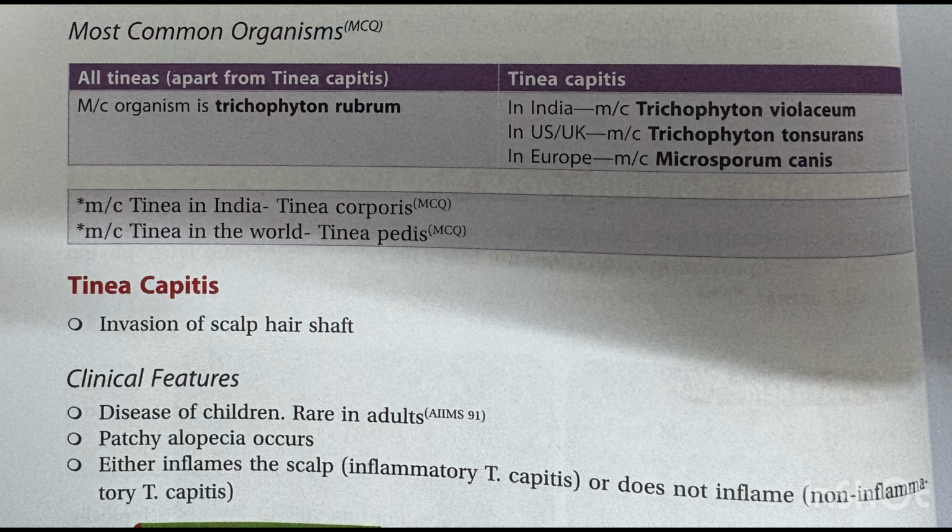Most common organisms are all Trichophyton rubrum, apart from tinea capitis. In tinea capitis, in India, the most common is Trichophyton violaceum. In the US or UK, the most common is Trichophyton tonsurans. In Europe, the most common is Microsporum canis. Most common tinea in India is tinea corporis. Most common tinea in the world is tinea pedis.